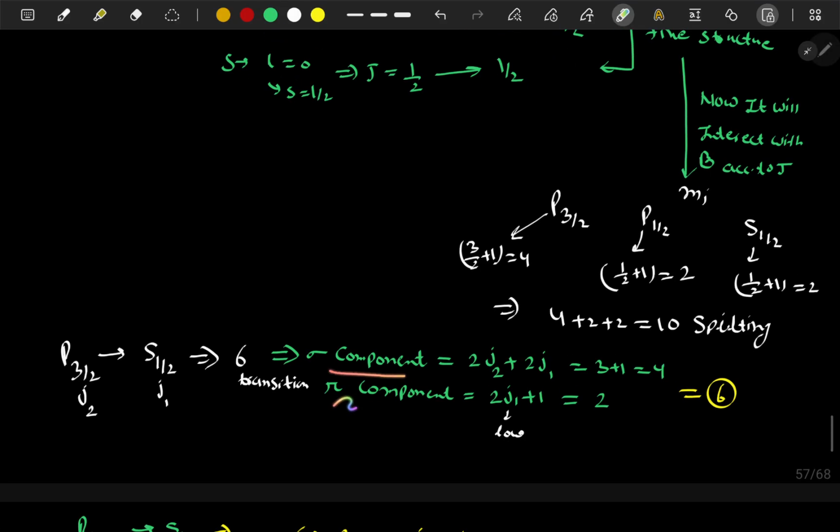So sigma and pi: we will calculate how many sigma and how many pi components. For the formula, sigma is 2J2 plus 2J1, and for the pi component, 2J1 plus 1. So for the sigma component, 2J2 plus 2J1. So 2J2 is 2 into J2.